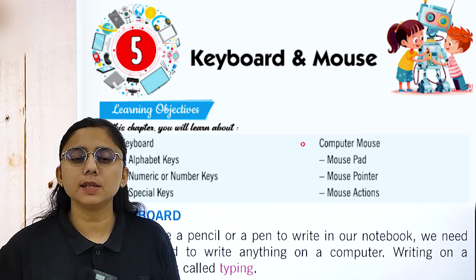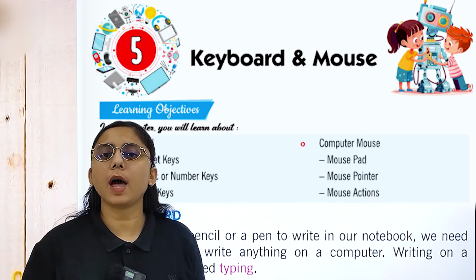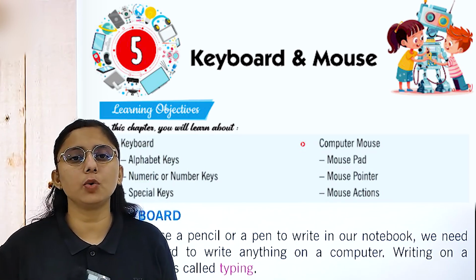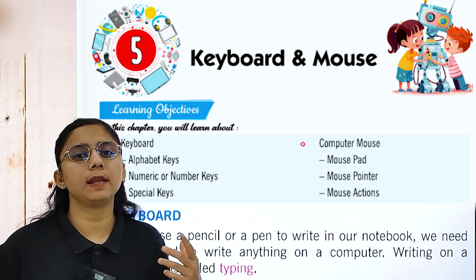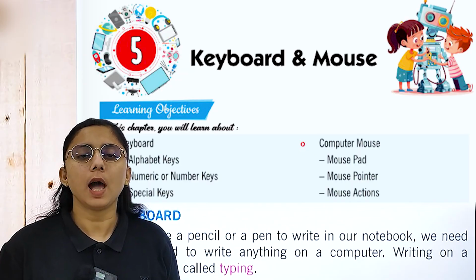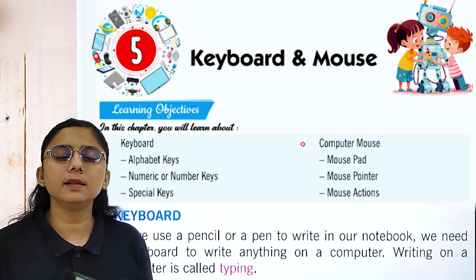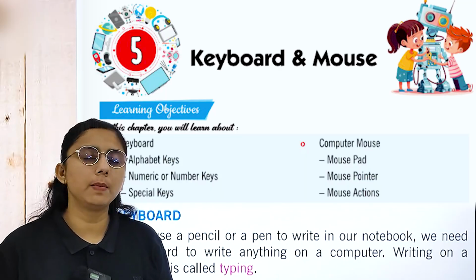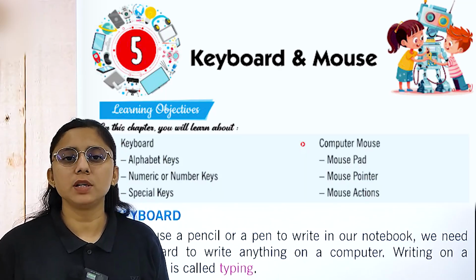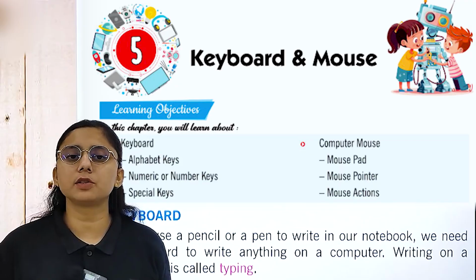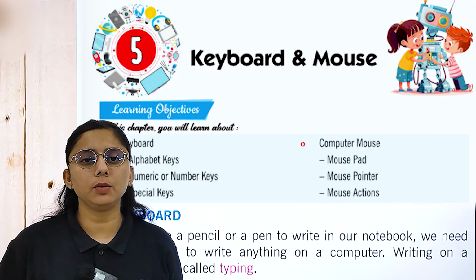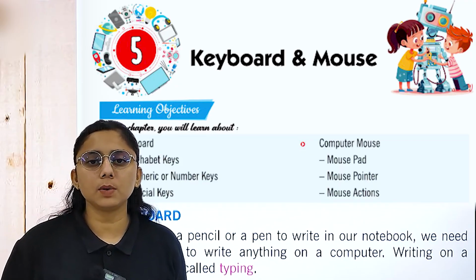In this chapter, we will study about keyboard and mouse. In keyboards, I will tell you about different keys. We have alphabetic keys, numeric keys, and some special keys. And in the mouse, I will tell you about mouse pad, mouse pointer, and mouse actions. Different actions the mouse does, I will tell you in this chapter. Now let's start with the chapter.